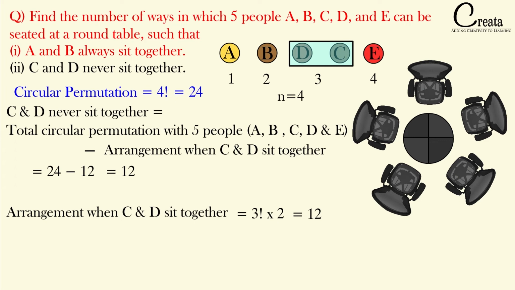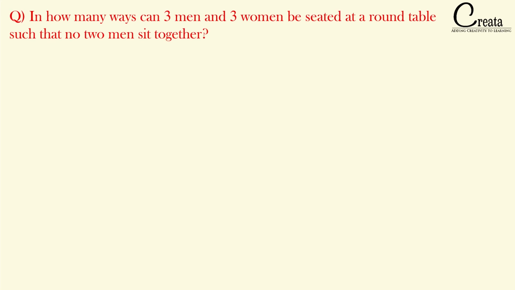So that's it for this question. Let's move to our next question. The next question is, in how many ways can 3 men and 3 women be seated at a round table such that no men sit together?